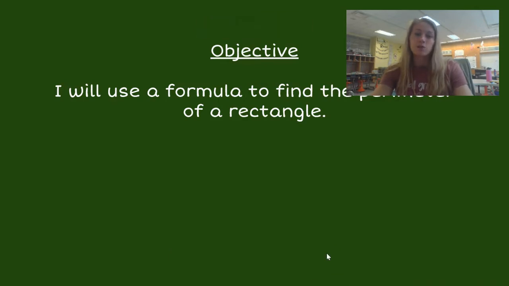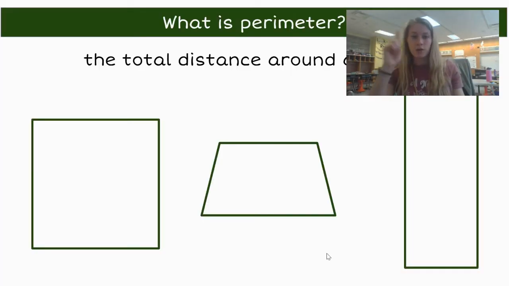Okay, so first we're going to start with lesson 13.1 and 13.2 combined because they are a review from third grade. So for 13.1, our objective is I will use a formula to find the perimeter of a rectangle. Now, hopefully when we said that word perimeter, it reminded you of something you learned in third grade. Now, what is a perimeter? Let's review. The total distance around a shape.